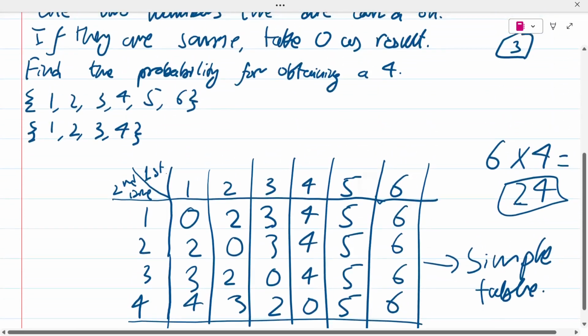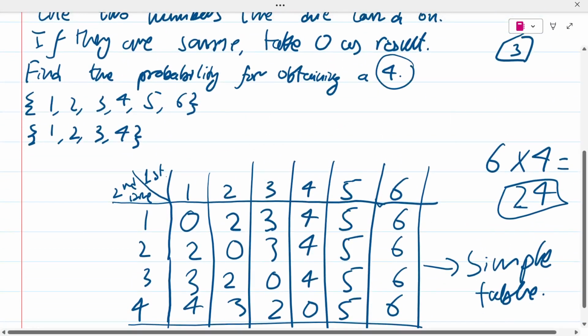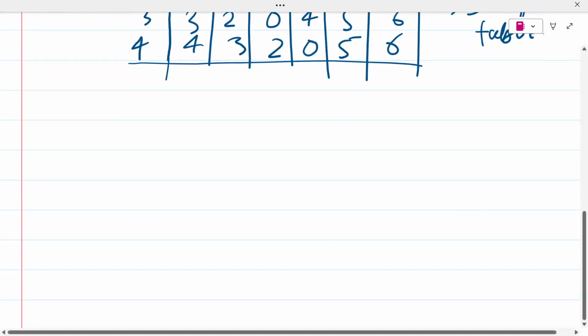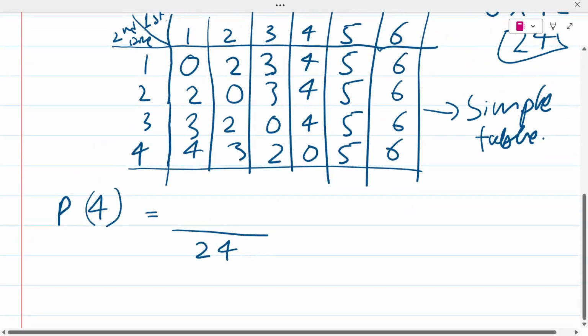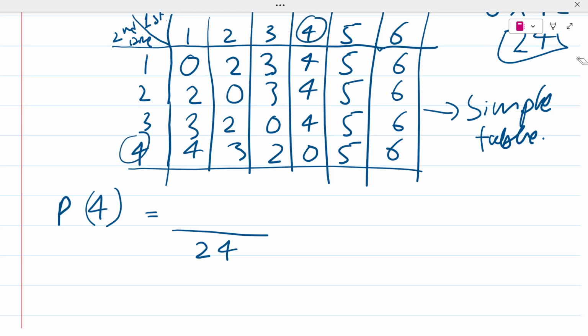Now the question was find the probability for obtaining a 4. Now look, the probability for obtaining a 4, this notation just means probability of obtaining a 4, right? It's going to be equal to, remember the formula, total outcomes. Total outcomes in this case are 24. And now just count how many 4s we have in these boxes. Do not count these two. These two aren't our outcomes.